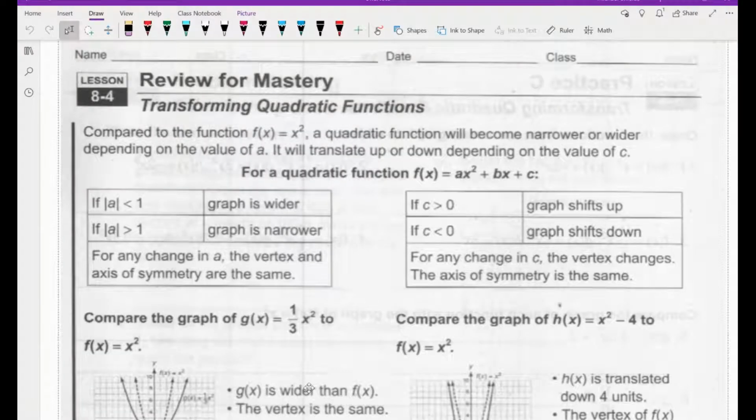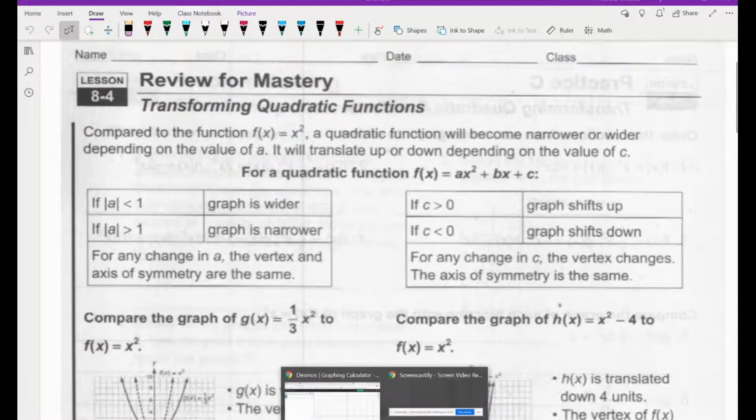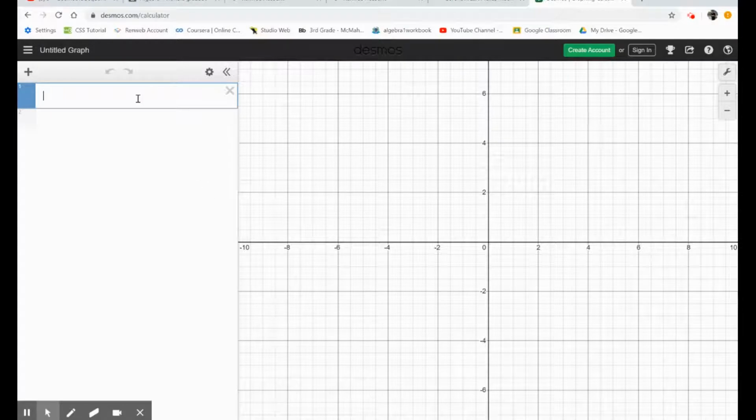Welcome, class. In this video, we're going to go over lesson 8.4, transforming quadratic functions. Specifically, we'll be going over the worksheets 8.4 mastery from our textbook. Now, just to review quadratic functions, I'm going to show you some differences here. Let's take a look.